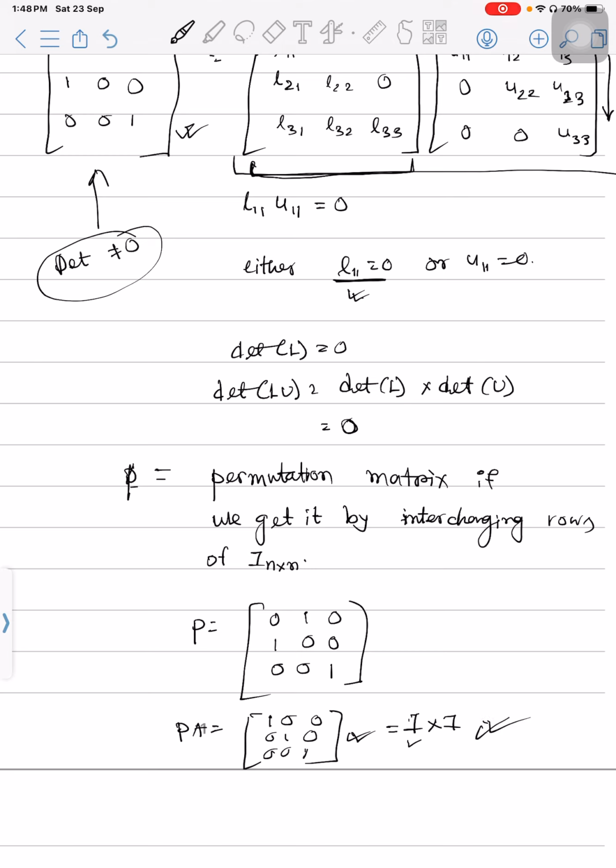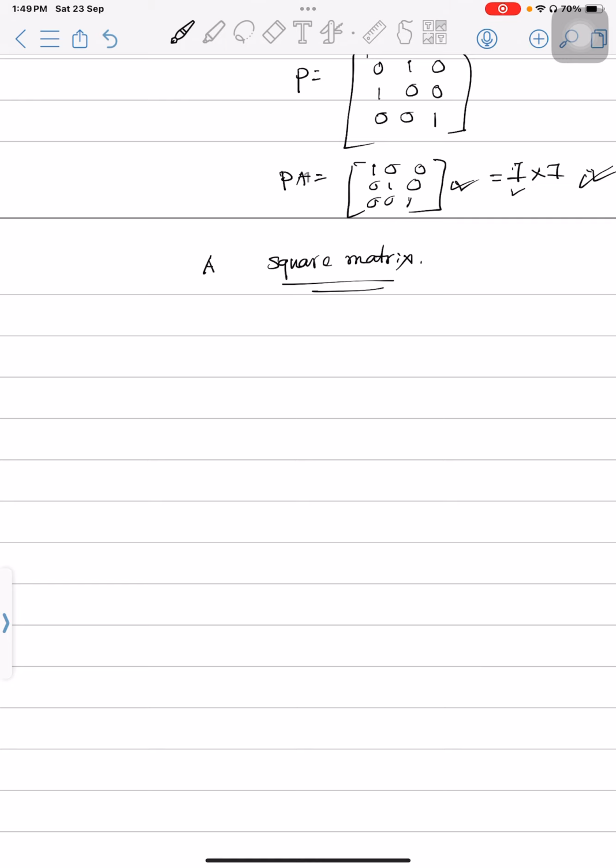So the thing I want to say is, if you take any square matrix, either it is decomposable, or after multiplying with a permutation matrix P it is decomposable for some permutation matrix P, right? So that's the thing.